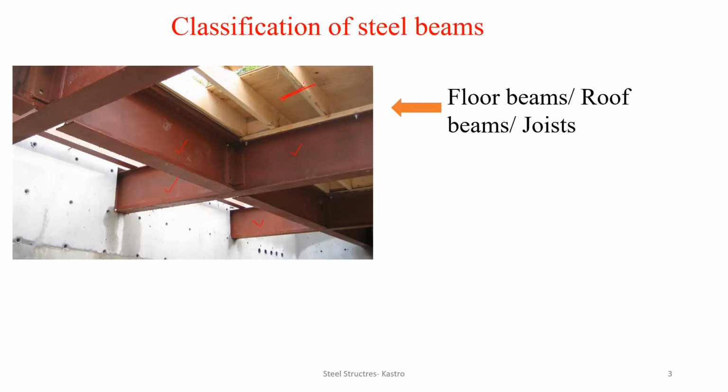Suppose the roof that you're seeing here, the wooden roof, is somewhere below the beam, then it is called a floor beam. So the floor beams and roof beams are also called joist members. So this is one of the classifications of steel beams.